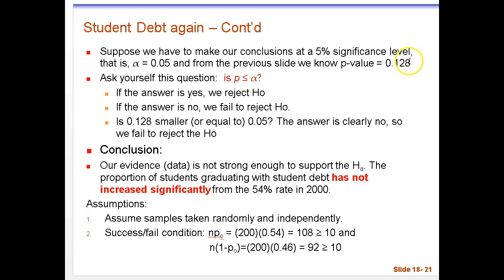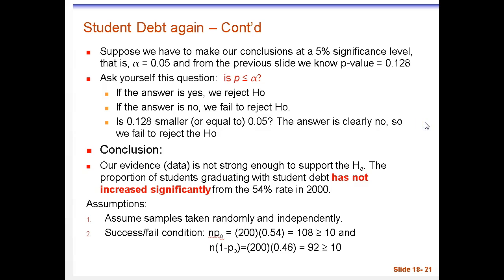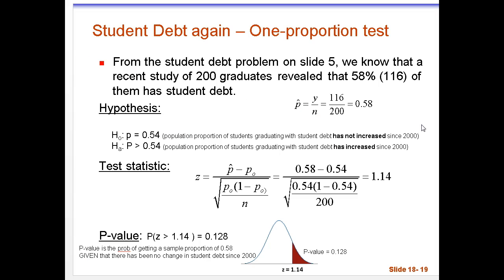So we have 0.128. Is 0.128 a smaller number than 0.05? The answer is clearly no. And if the answer is no, as it says right here, we fail to reject the null hypothesis. So I'm failing to reject, going back up here a slide, I'm failing to reject this statement. In other words, I have to retain it.